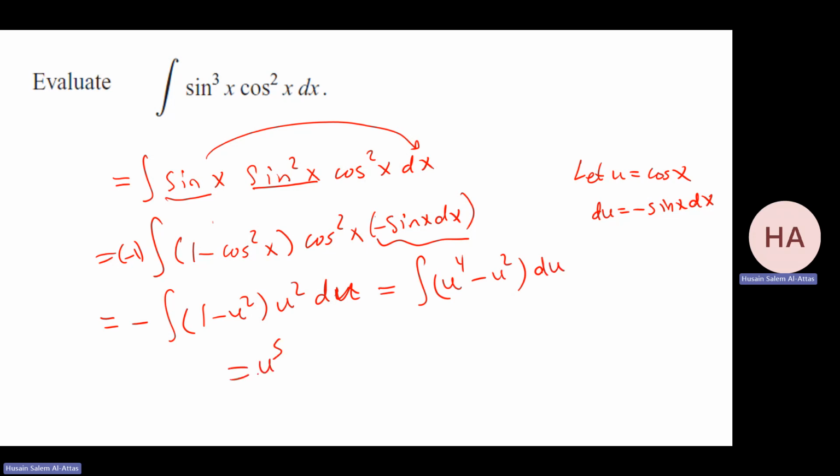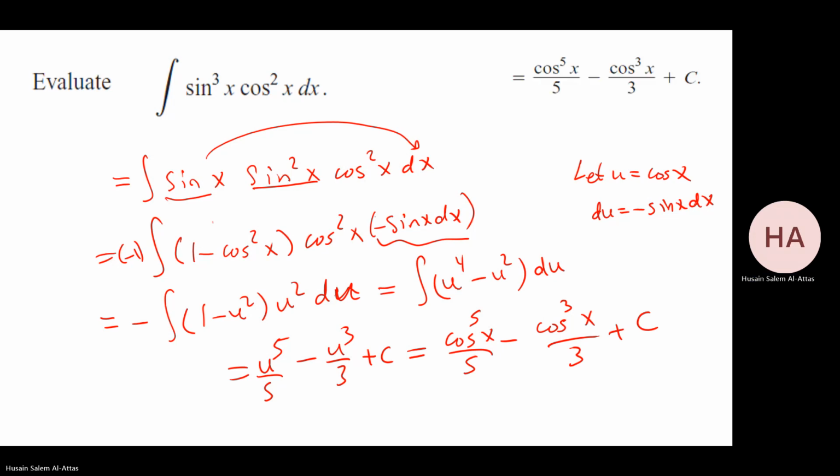That gives me u to the power 5 over 5 minus u cubed over 3 plus c. That will be cosine x to the power 5 over 5 minus cosine to the power 3 over 3 plus c. And that is the answer.